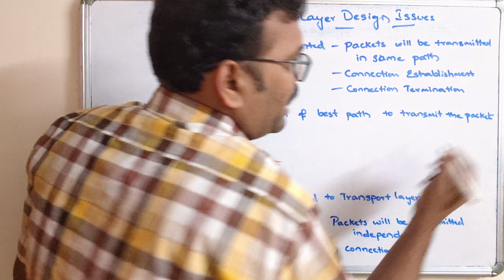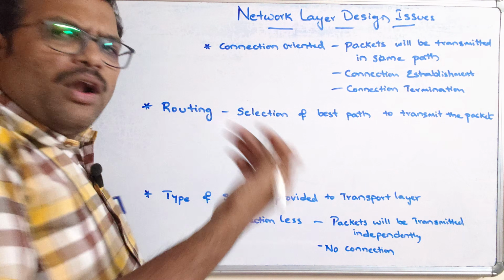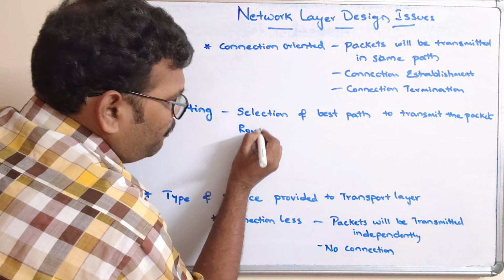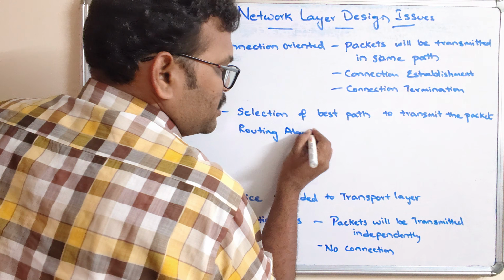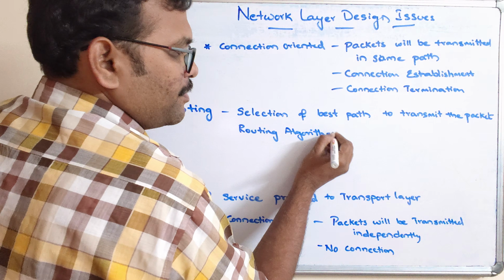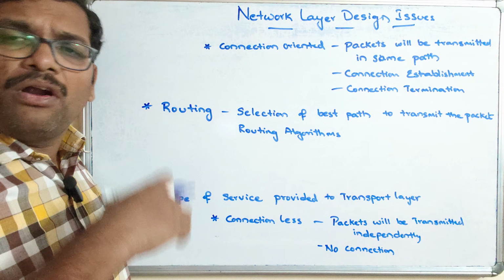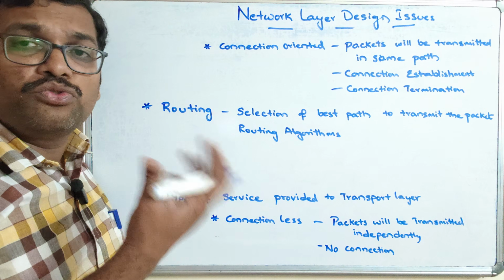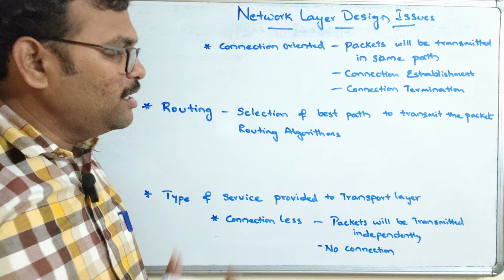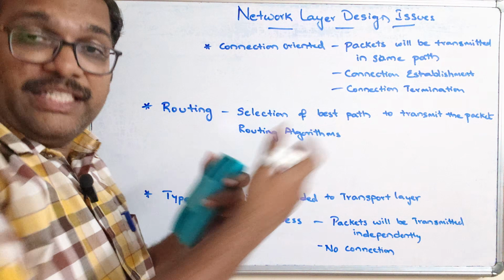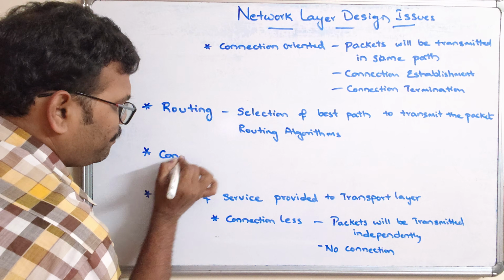In order to transmit a packet from source to destination, it has to choose the best path. There are a lot of routing algorithms, and with the help of routing algorithms, this best path will be selected. Routing algorithms like shortest path, flooding, link state routing, distance vector routing, adaptive, non-adaptive, hierarchical. It will choose one among those in order to select the best path to transmit the packets to the destination.